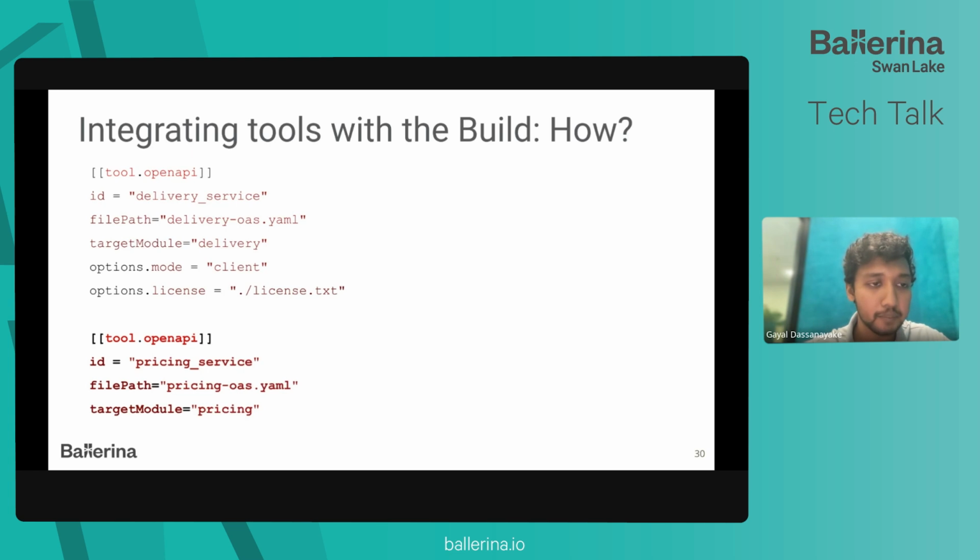So in this example, what I have done is I'm going to generate a client for the delivery OpenAPI file, and I'm going to put it in the delivery module, and I'm going to generate another client using the pricing OpenAPI file, and that will be residing in the pricing module.